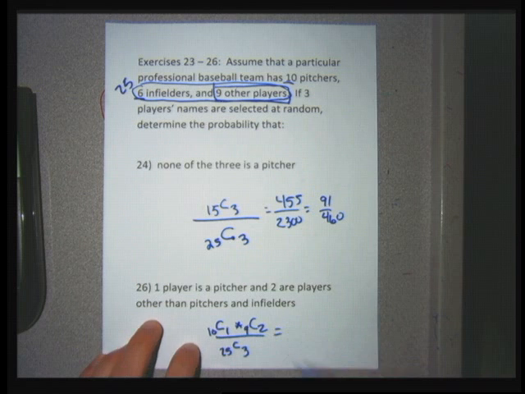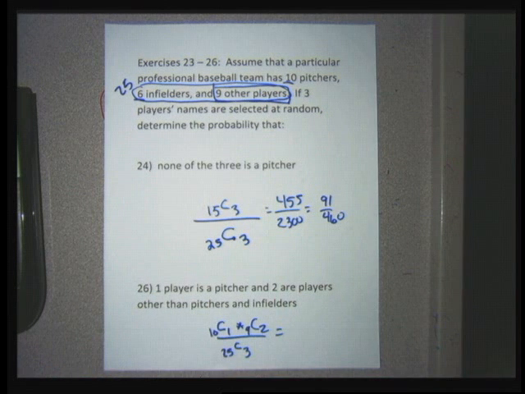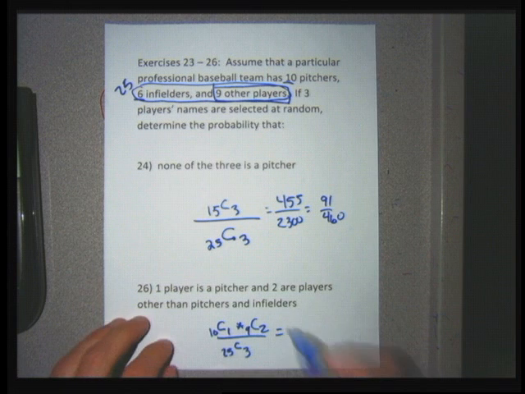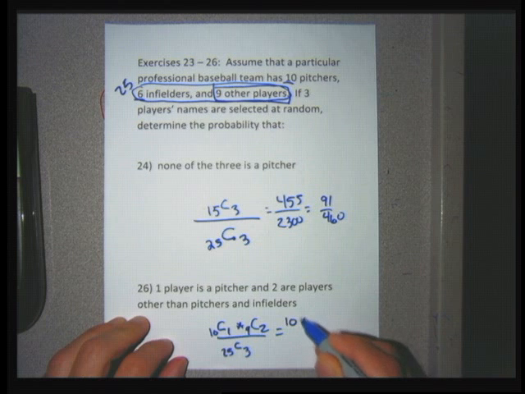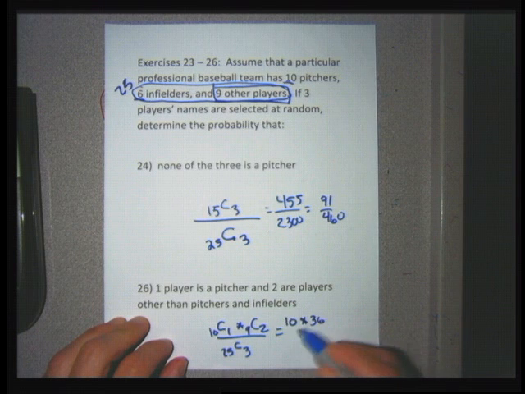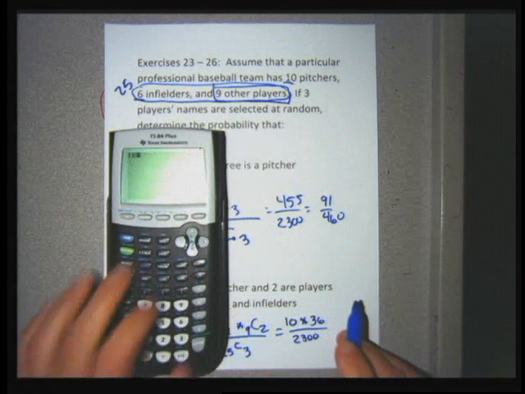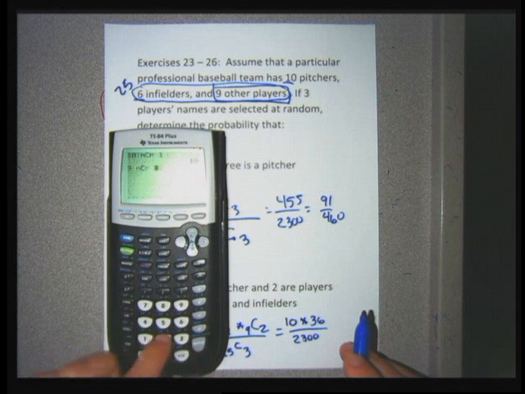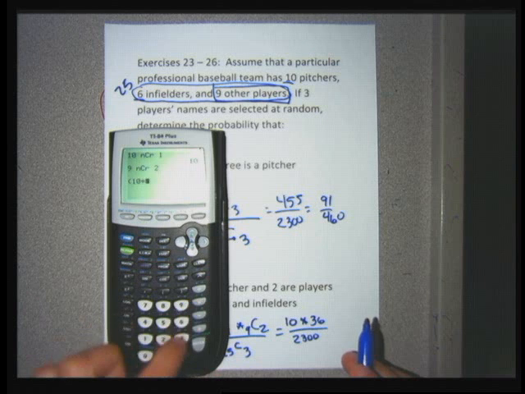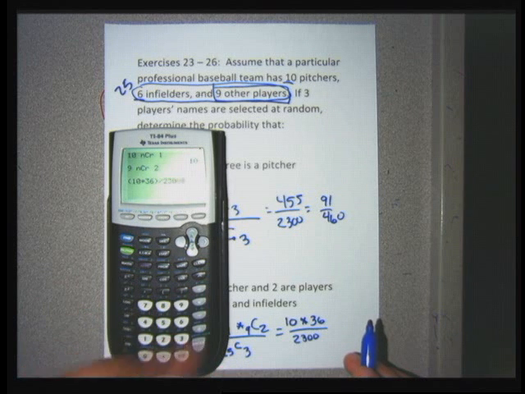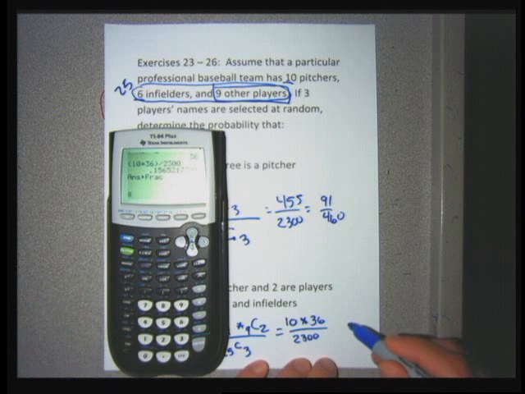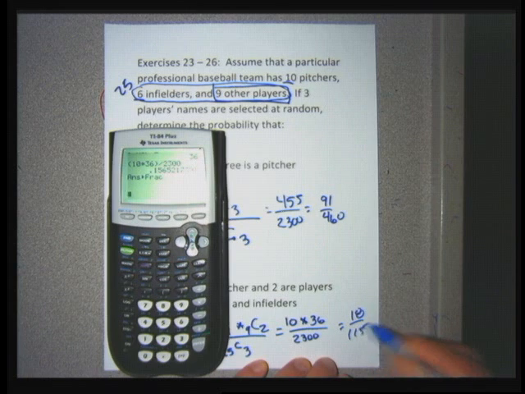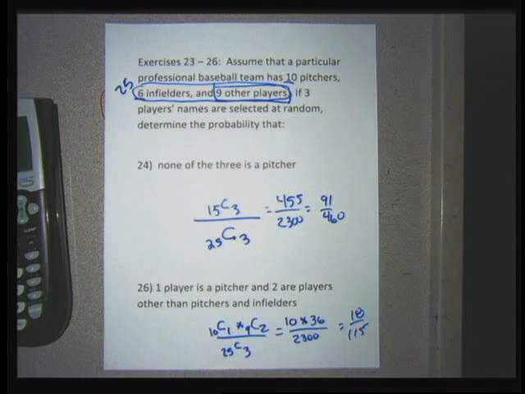So I needed 2 combinations in problem 26 because I'm looking for 2 types of players, 1 pitcher and 2 others. When I do the combinations, 10 choose 1 comes out to be 10, 9 choose 2 comes out to be 36, and the denominator comes out to be 2300. Let me make sure I haven't messed up my combinations. On the calculator, 10 math choose 1 gives 10, and 9 math choose 2 gives 36. Now I'll do 10 times 36 in parentheses, divided by 2300, and my calculator says this is 18 over 115, the probability of getting one pitcher and 2 other players.